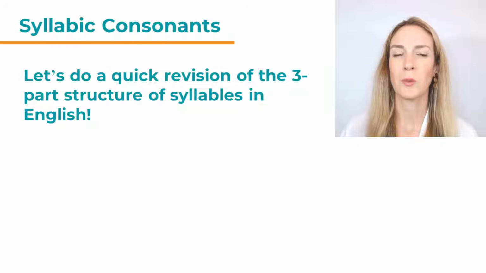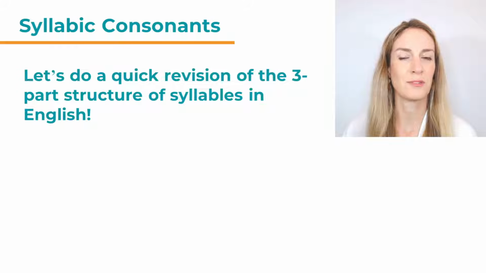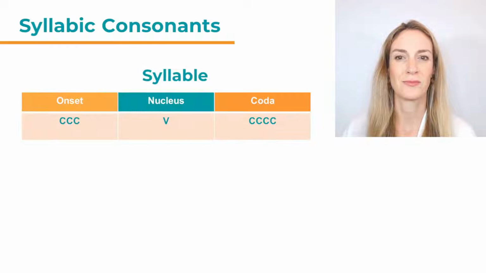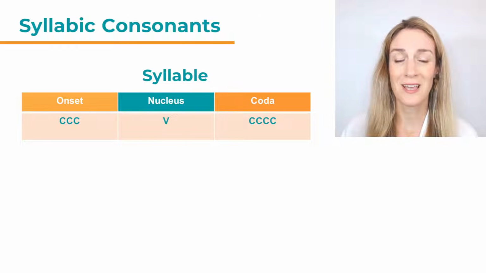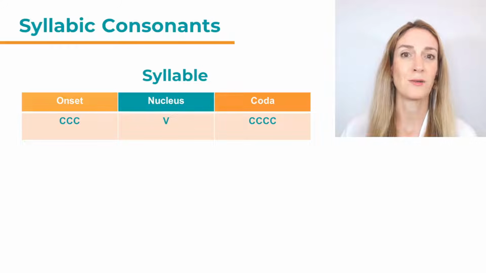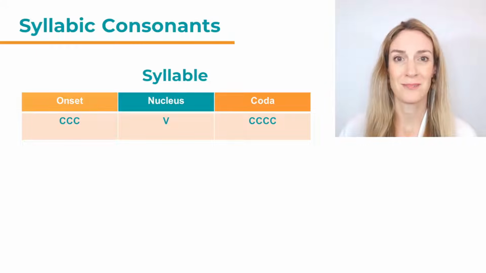Let's do a quick revision of the three-part structure of syllables in English. Remember, a syllable always consists of a nucleus, and that is a vowel sound. It can have an onset made up of one or more consonant sounds, and it could also have a coda after the nucleus, sometimes called the tail. Again, this consists of one or more consonant sounds.